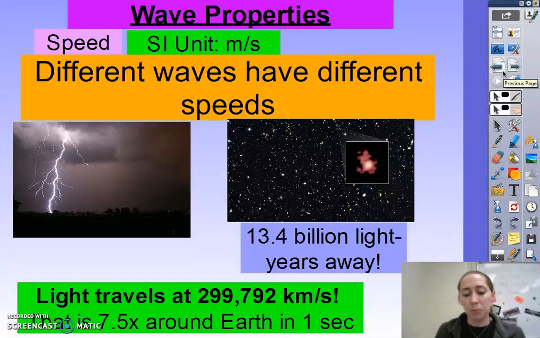A second property of waves is the speed. Just like we've already learned, the SI unit is meters per second, and different waves have different speeds. A wave's speed will stay the same as long as the medium, its temperature, and the pressure are all kept the same. But if one of those things changes, the wave's speed can also change.